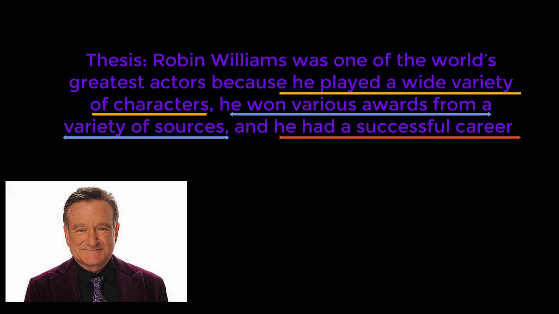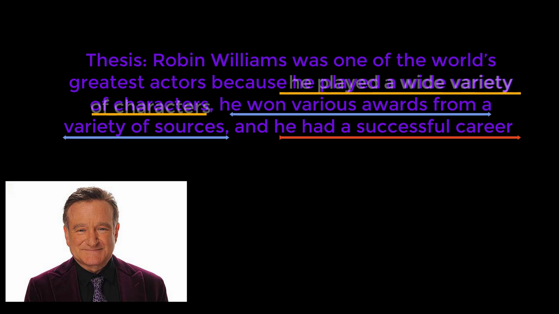The first being he played a wide variety of characters, which is underlined in yellow. The second being that he won various awards from a variety of sources, which is underlined in blue. And the third point we will make is that he had a successful career, which is underlined in red. The idea is that the yellow will be a paragraph, the blue will be a paragraph, and the red will be a paragraph. Each underlined section will now be made into its own topic sentence.